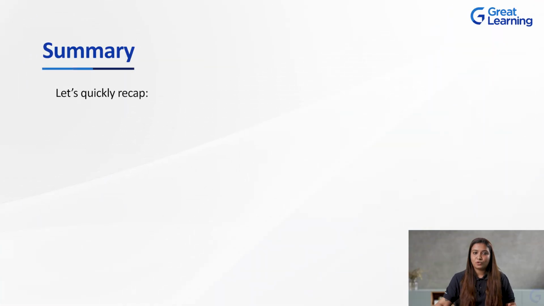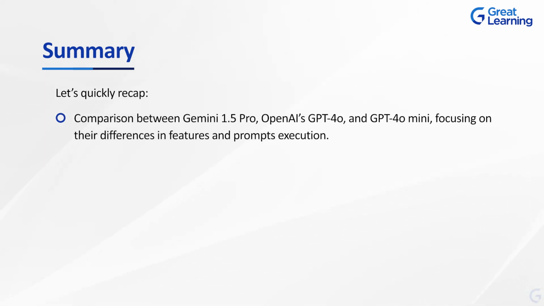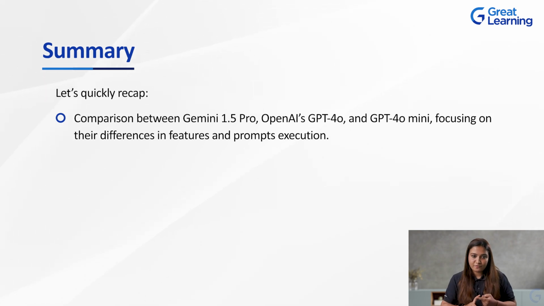Now, here we are at the last section, that is the summary. Let's have a quick recap of what we studied in this session. We had a comparison between three models. One was Gemini 1.5 Pro, the second one was OpenAI GPT-4o, and the third one was 4o Mini. Hope this session was helpful.